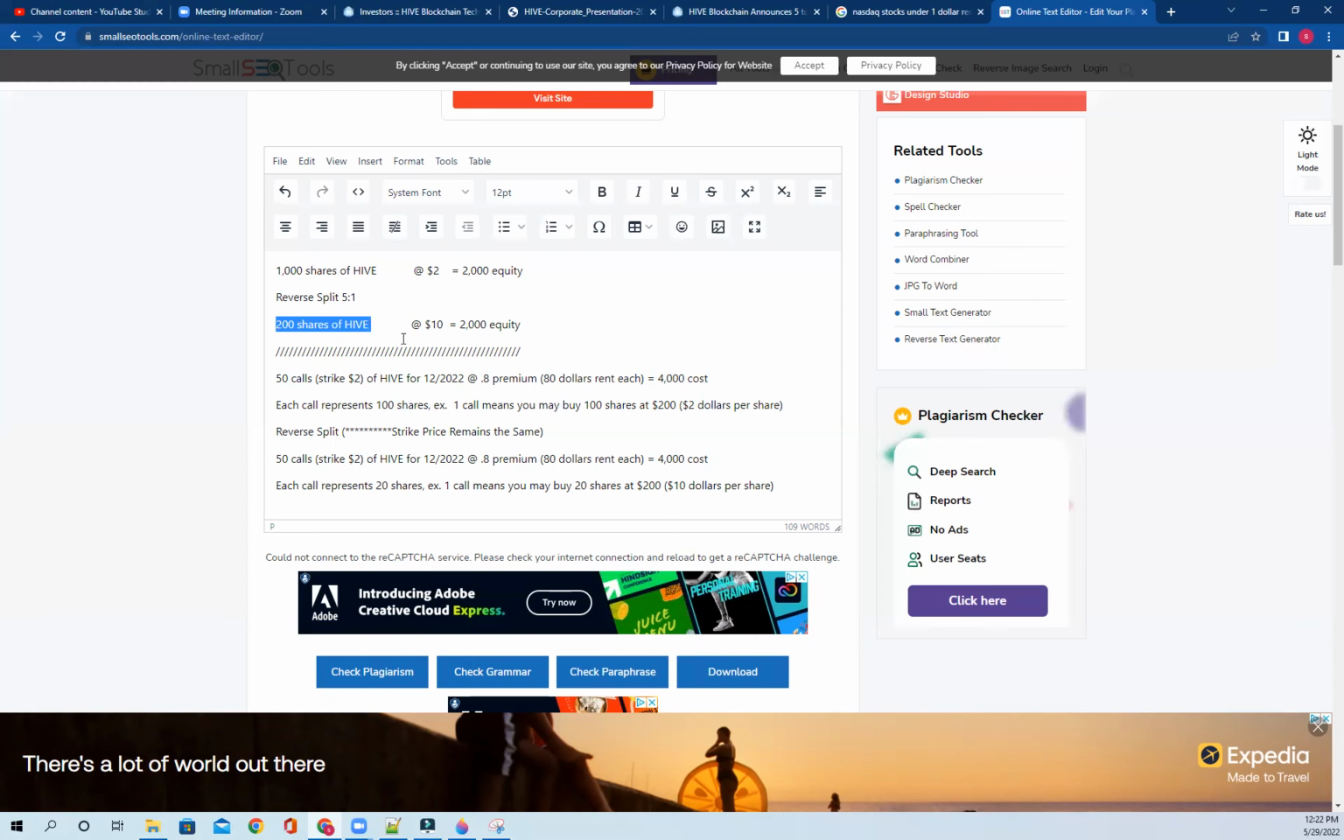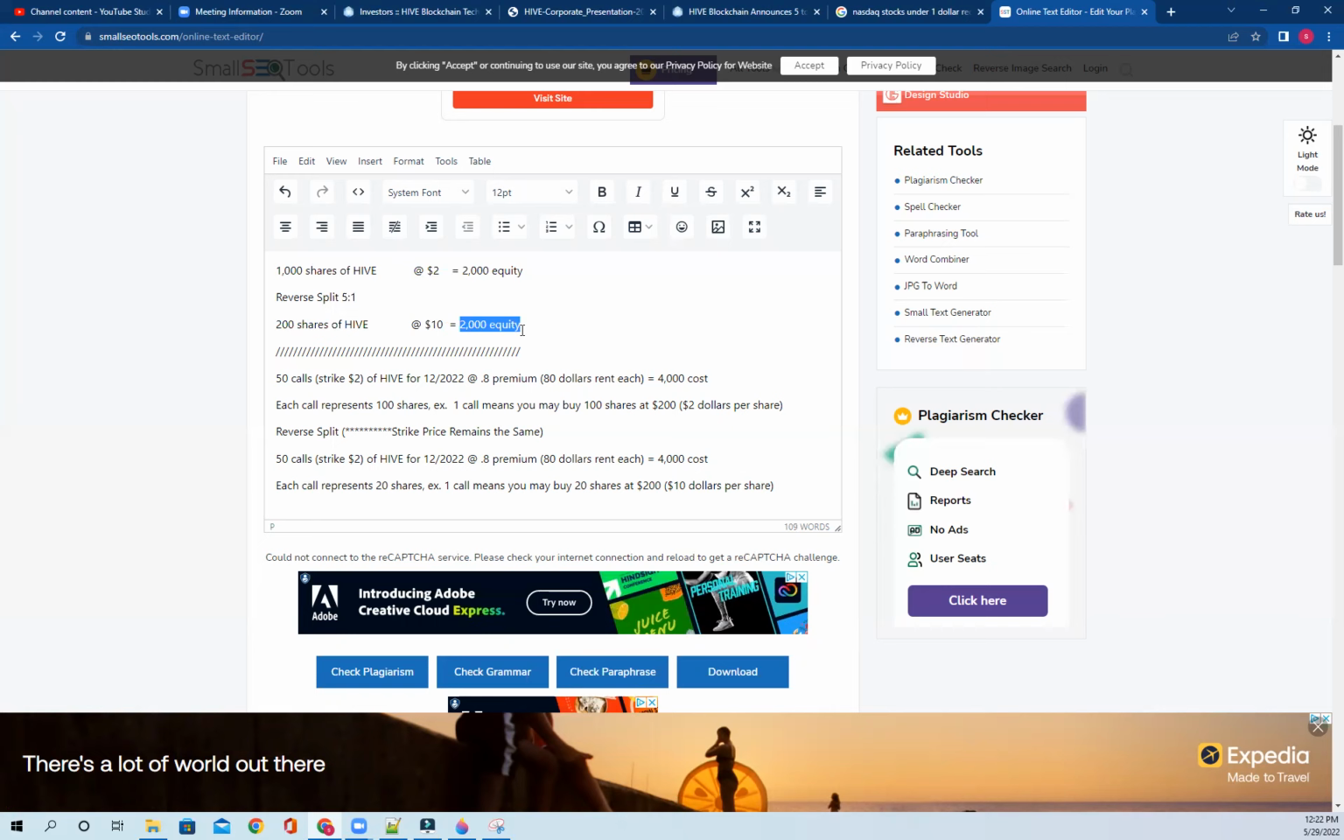The actual price increased by 5-fold. So you would actually have 200 shares of Hive at $10, which is still the same amount of equity. You're not really losing any money. It's no different than saying I could have one whole pizza, or I can have 2 halves of a pizza.